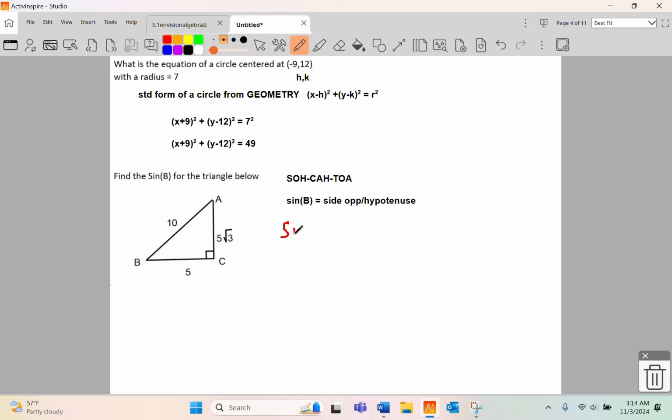So the sine of B, of course, first off, we have the issue of, do kids know the difference between opposite and hypotenuse? This is your opposite side. It is opposite of angle B. This is the hypotenuse. It is opposite of the right angle. It is also the longest side of this triangle. This is not hard stuff.